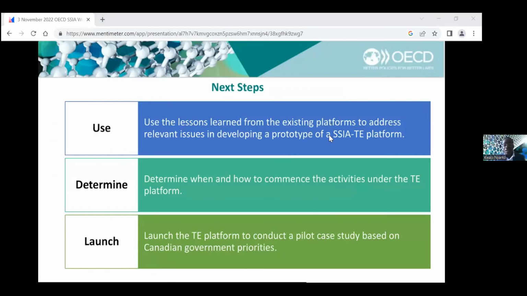Regarding the next steps on how we put it in place in terms of practicability, the first one is in terms of the use. We are going to be using the lessons that we have obtained from this to develop a prototype that we are going to use. We would like to determine when and how we would commence the activities, particularly if we're going to be coming up with some pilot studies. And so some of the questions we'll try to address that.